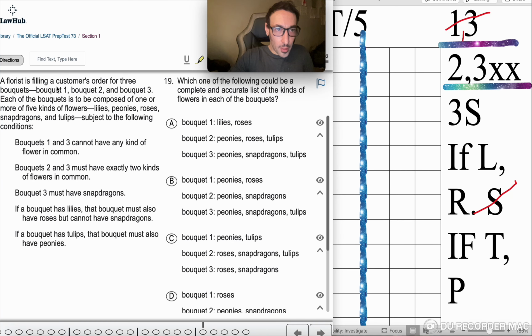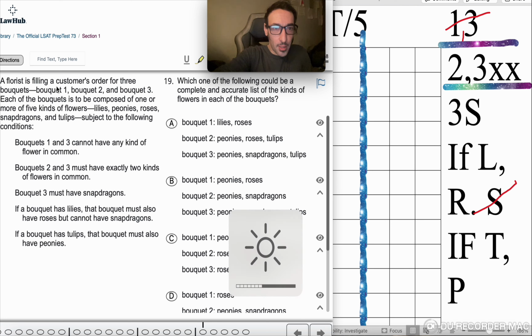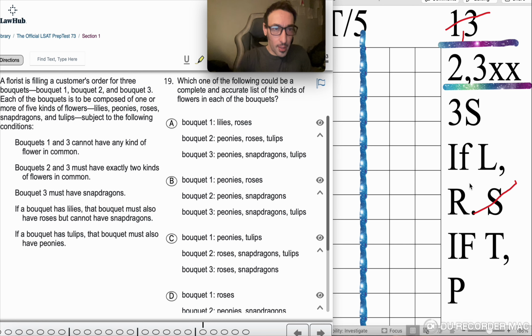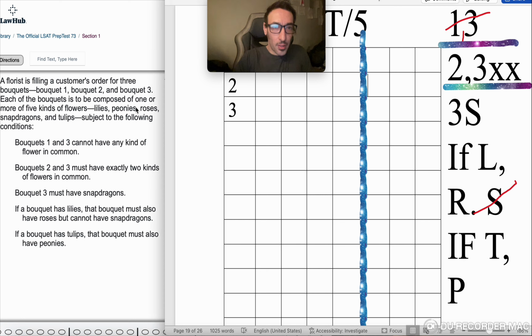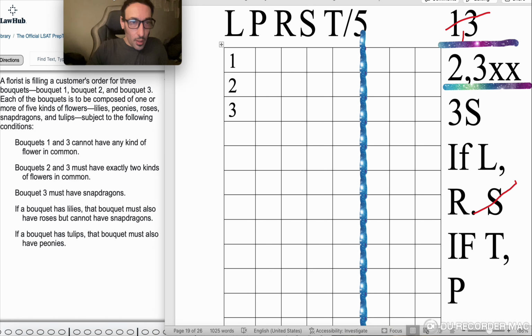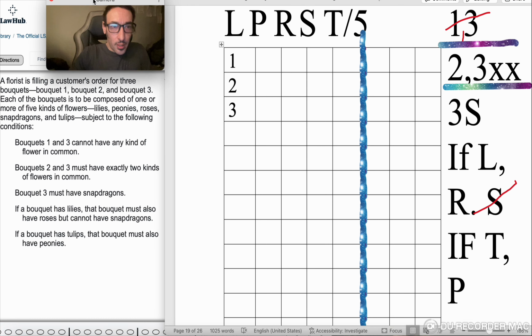A florist is filling a customer's order for 3 bouquets: bouquet 1, bouquet 2, and bouquet 3. Each of the bouquets is to be composed of one or more of the 5 kinds of flowers: L, P, R, S, T, subject to the following conditions.